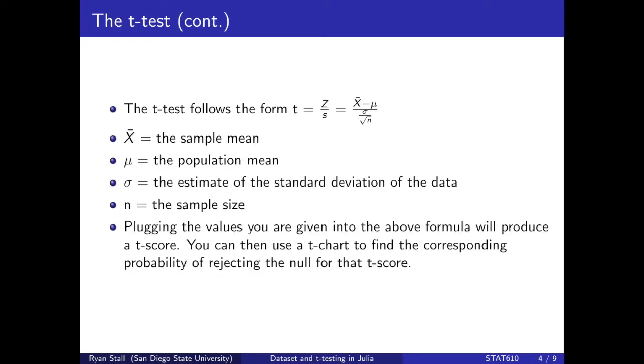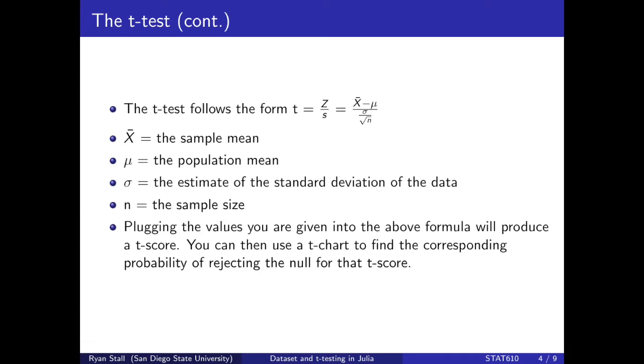The t-test follows the form T equals Z over S. This can be broken down further to equal x bar minus mu, all divided by sigma over the square root of n. X bar equals the sample mean, mu is equal to the hypothesized population mean, sigma is equal to the estimate of the standard deviation of the data, and n simply equals the sample size. Plugging the values you are given for the aforementioned variables into the above formula will give you a t-score.